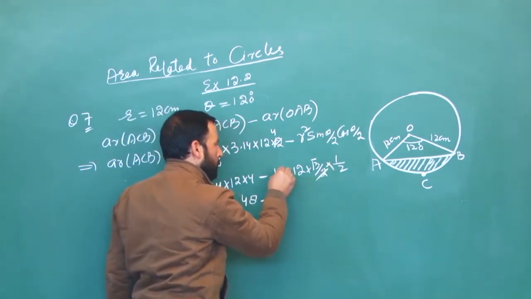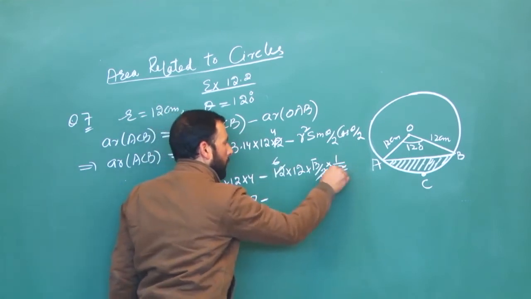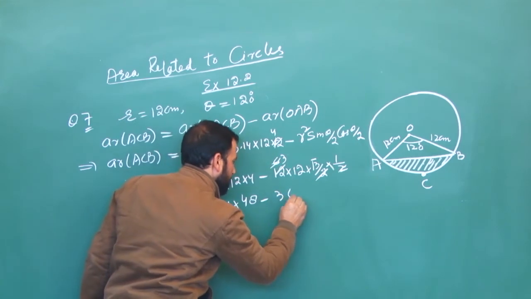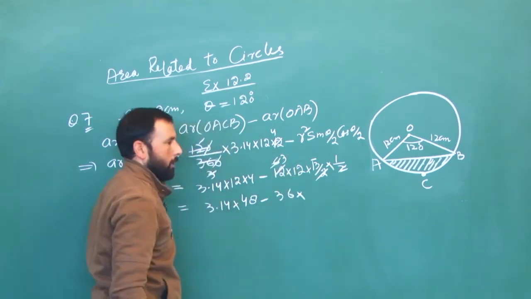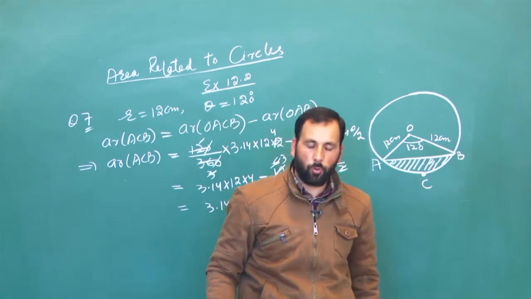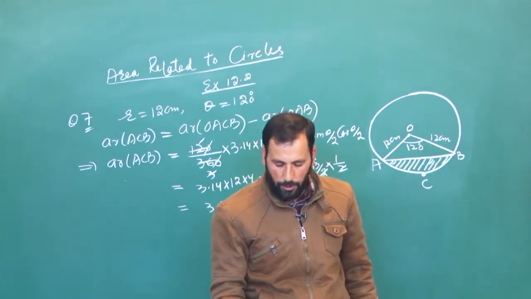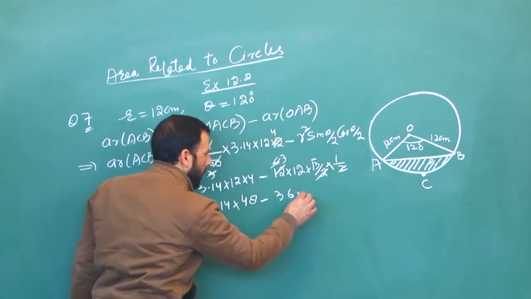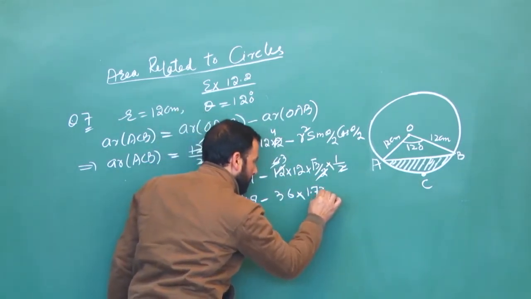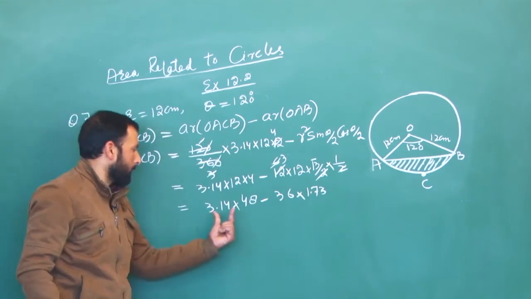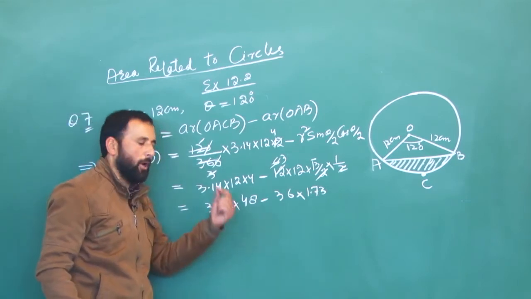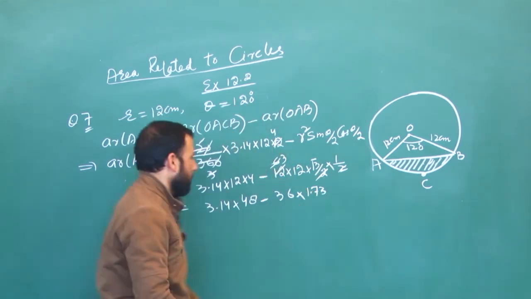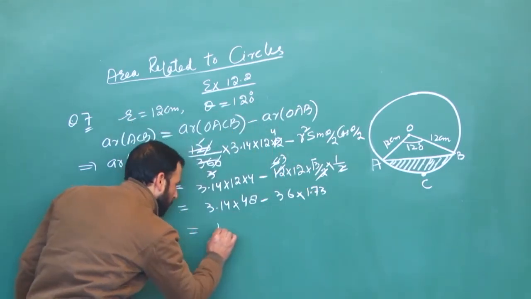Simplifying 144, 2 ones are 2, 2 sixes are 12, 2 ones are 2, 2 threes are 6. It becomes 36 into square root 3. The value of square root 3 is given in the question: use square root 3 equal to 1.73. After multiplying 3.14 into 48, we get the result 150.72.